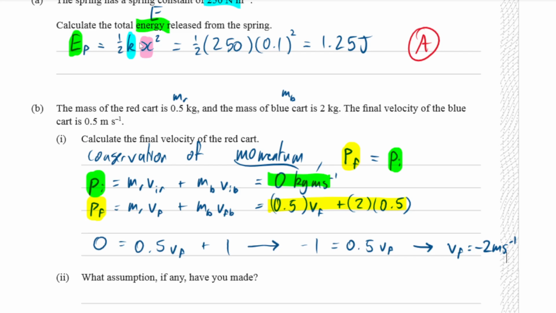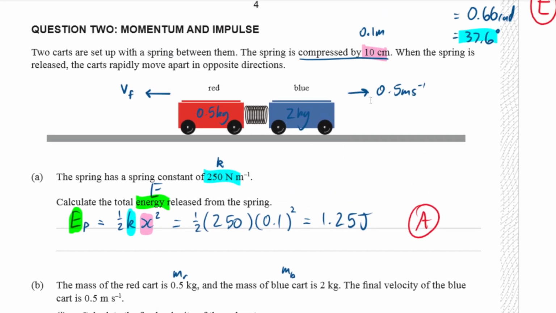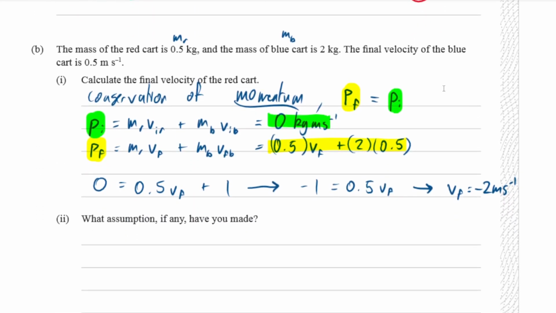So what does the negative mean? Well, we assumed 0.5 was to the right, and that's positive. So we actually defined right as positive and left as negative. Which makes sense, right? The red car should go left.